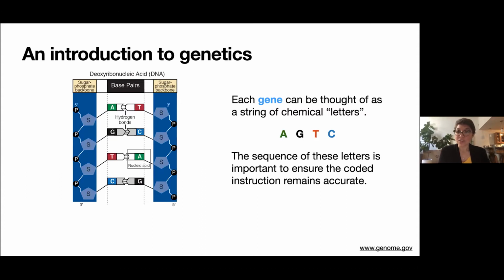That instruction, or that gene, can be thought of as a string of chemical letters. There are only 4 letters that are ever used to make up a genetic instruction in the body, and you can see them here: A, G, T, and C. What's interesting for the genetics of health conditions is that the sequence in which these letters occur in the genetic instruction is really important to ensure that the instruction remains accurate. We know that changes to the spelling of our genetic instructions might impact the way that gene works.